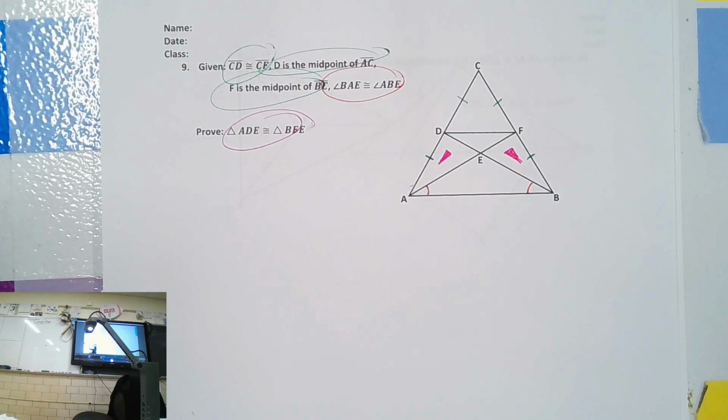Did you write that down? Oh, you did. You just didn't mark it. That's okay. So angle, side, angle, and then the triangles are congruent. Nice job. Don't you feel amazing when you get it done?